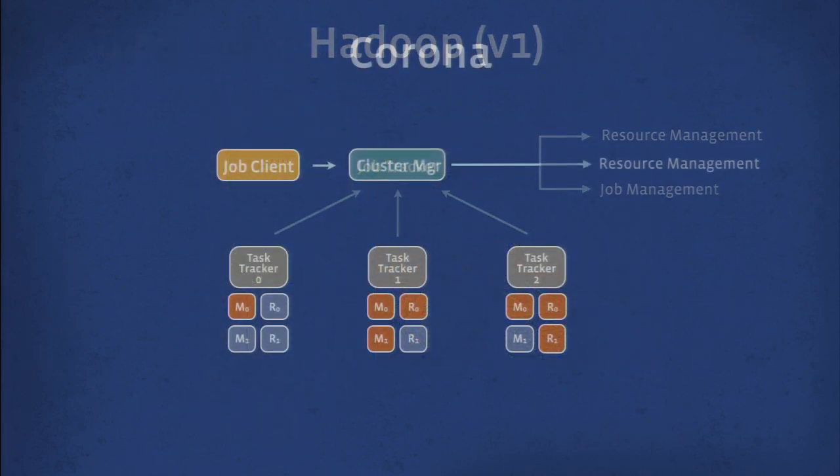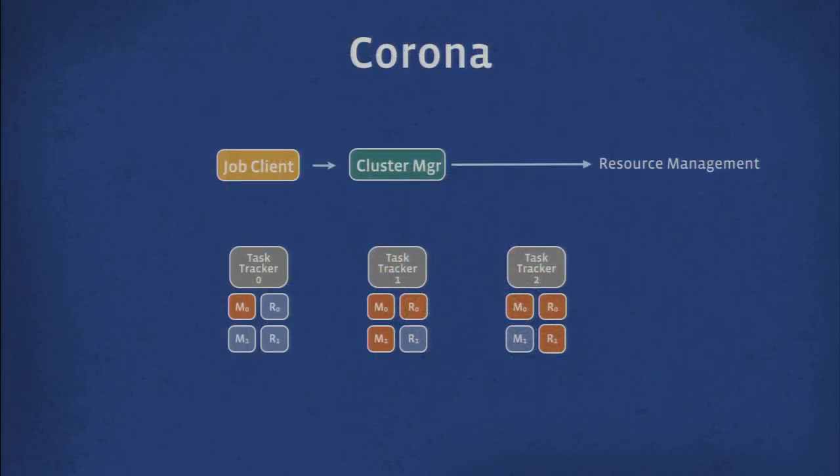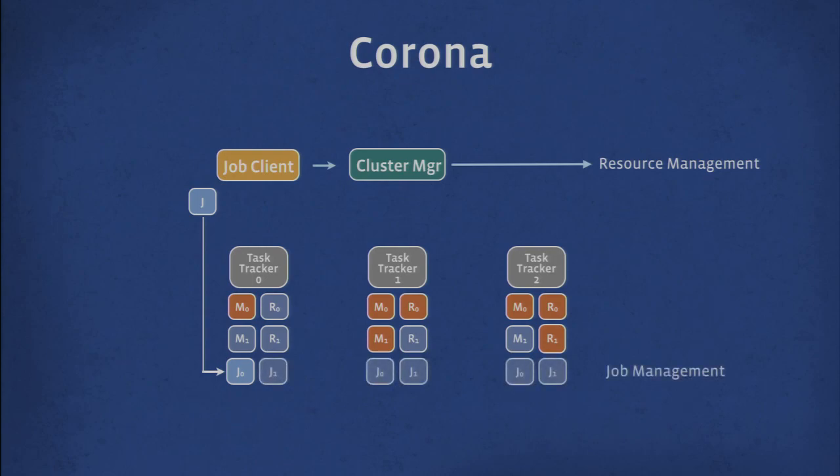So what we did was move to something called Corona. This is our implementation of a distributed system for job scheduling. The cluster manager is a replacement for the job tracker, and it's only handling resource management. What's actually happening under the covers is that there is a job tracker per job, and the job tracker can be run in one of two places: locally on the job client that launched the process, or inside the task tracker itself. This allows job management to be a very distributed process that is no longer constrained by a single machine.